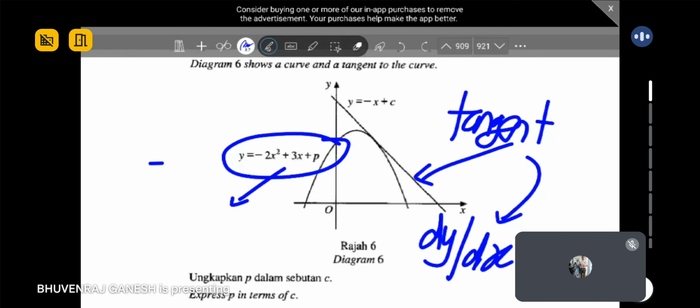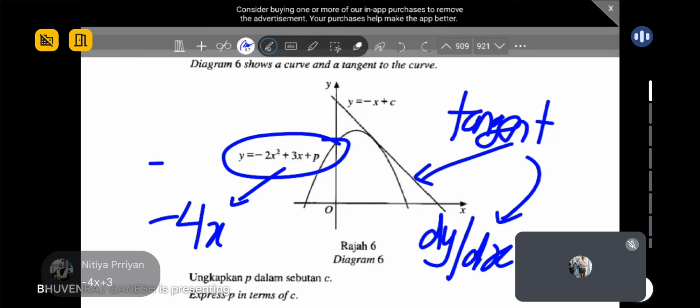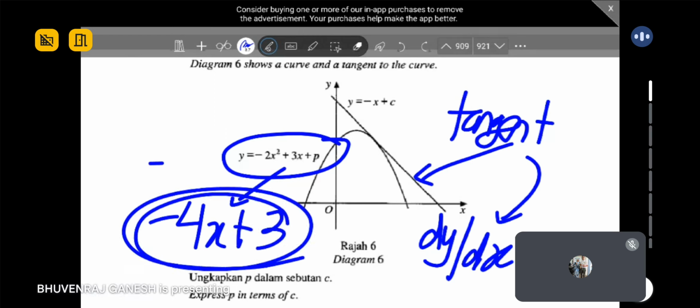Now time to practice your differentiation, guys. So anyone, what's the answer? Yes, negative 4x plus 3. Okay, so what is the gradient of tangent? Apa kecerunan tangent dari persamaan ni? Yes. Okay, just y equal to mx plus c.